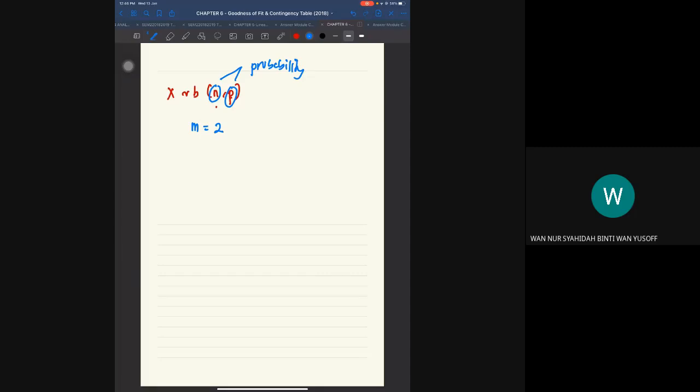Let's say that you have either one. Let's say that there is no N but you have P in that question. So in theory we have to find the N. So M here is equal to 1, if either one exists in the question.